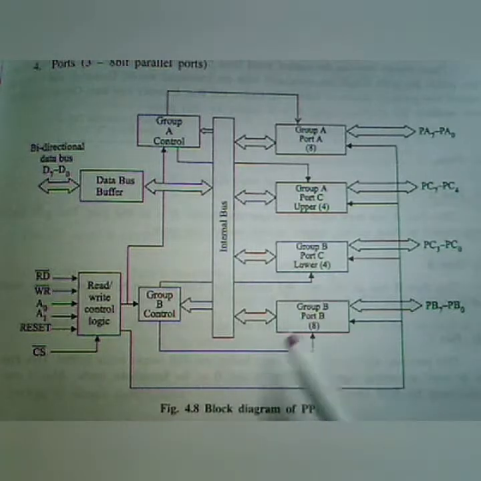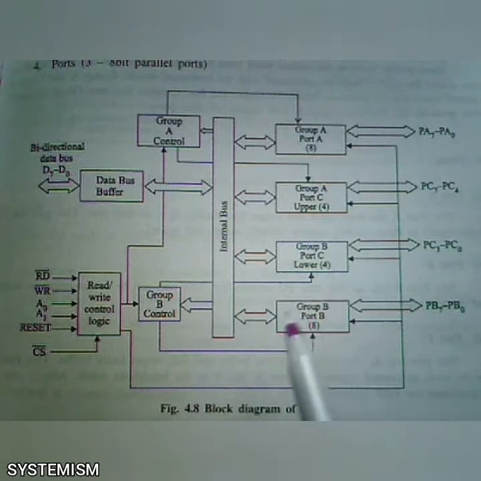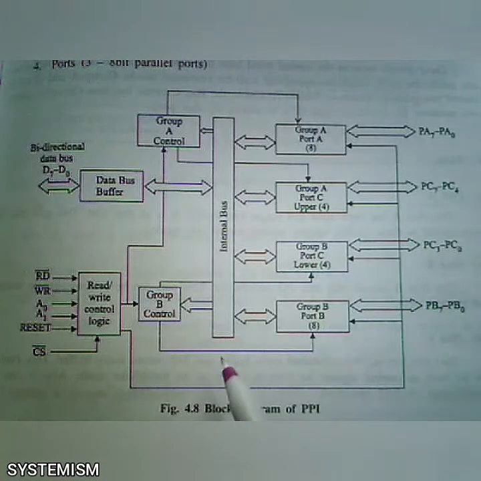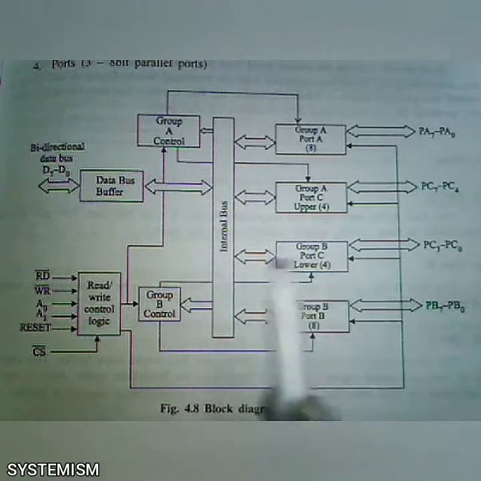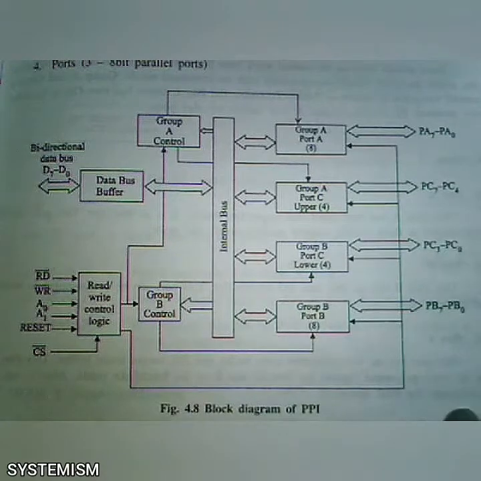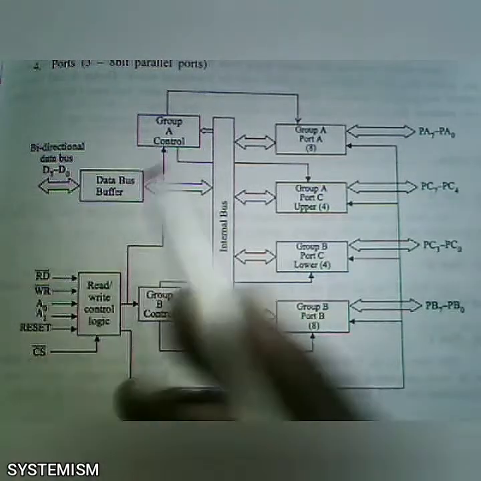Peripheral interface 8255. So what is this 8255? That is the first question. A simple answer is to connect the IO devices with the microprocessor by means of a parallel communication. This will create a parallel data transfer between the IO device and the microprocessor.